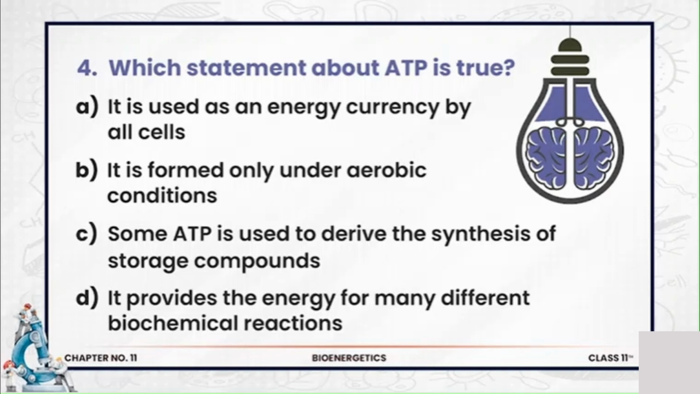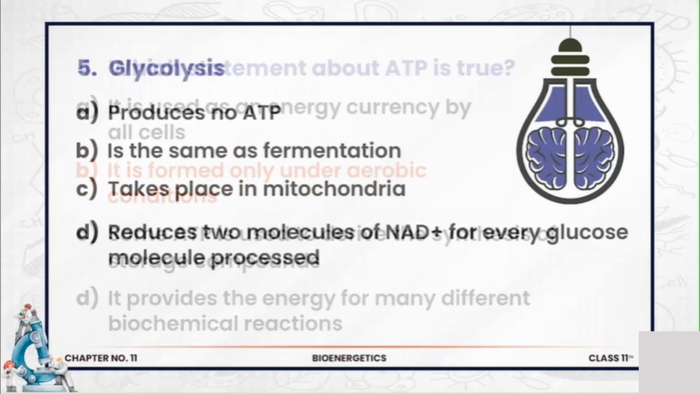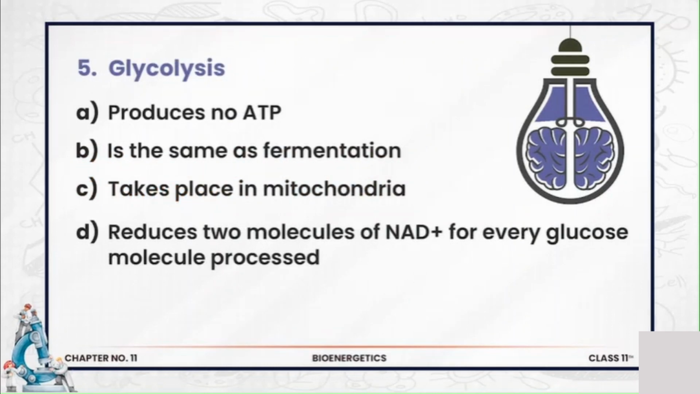So Charlie option is some ATP is used to derive the synthesis of storage compounds. Yes, it is true. And delta option is it provides the energy for many different biochemical reactions. It is also true. So alpha option is true. Charlie option is true. Delta option is true. Only which is not true about ATP is the beta option, that it is formed only during aerobic respiration or aerobic conditions. Now MCQ number 5, it says glycolysis produces no ATP.